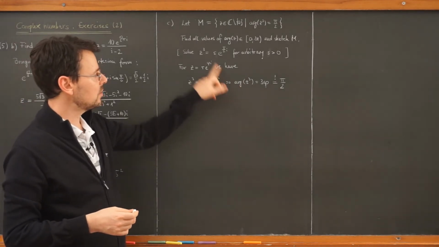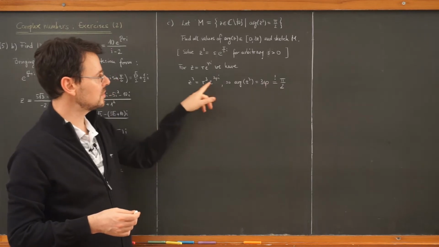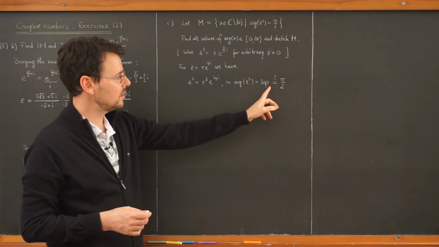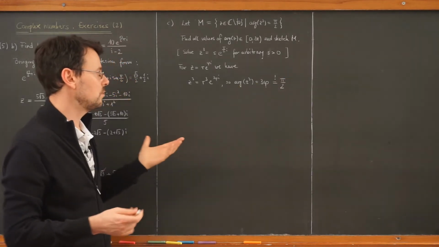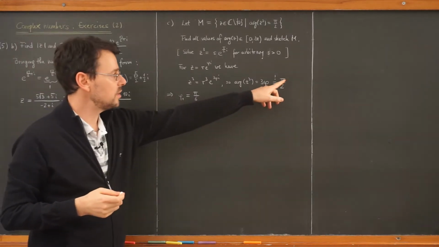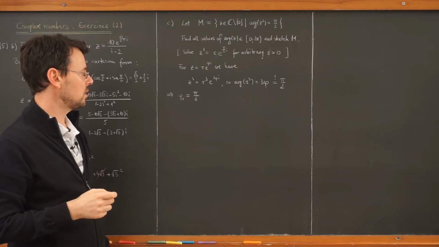So the argument or angle of this expression here clearly is 3 times phi, the initial angle we started with, and this is supposed to be pi over 2. So of course, one solution would be this here divided by 3, so pi over 6 radians or 30 degrees.